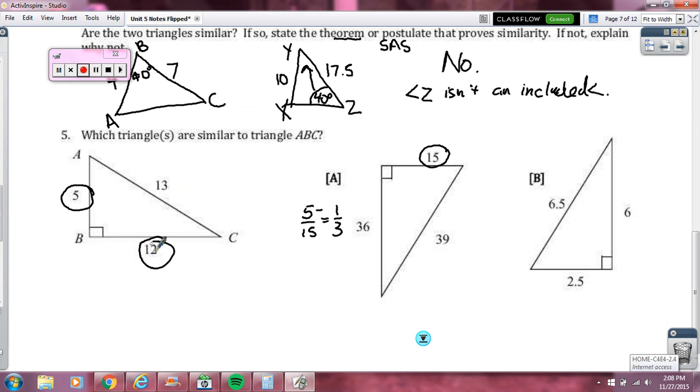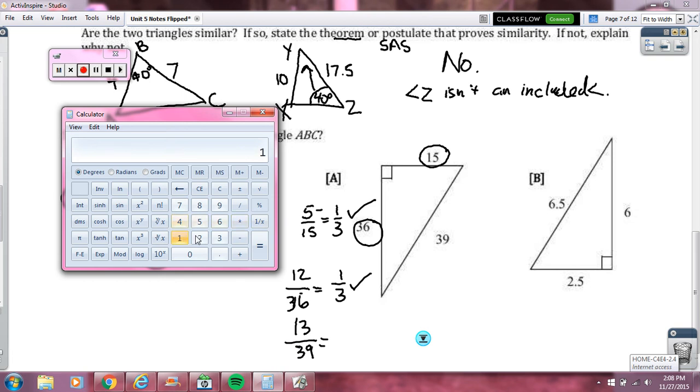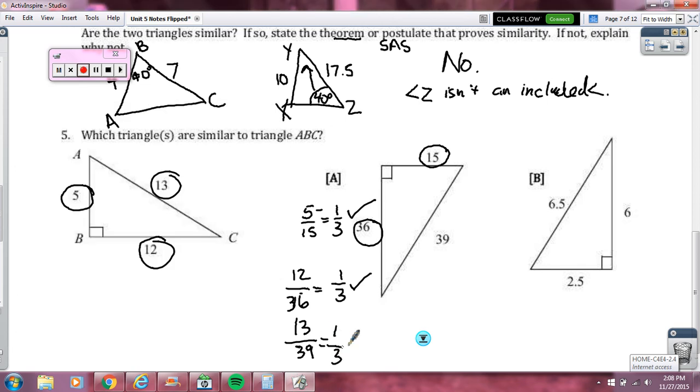So 12 is the second biggest, 36 is the second biggest. 12 over 36. Yeah, that also simplifies to be a third, so okay so far. And last one, I've got to check and see if 13 over 39 also gives me a third. I'm not sure about that one. Don't remember my 13s times tables. I'm a disgrace to math teachers everywhere. Ooh, yay, it's a third. How exciting. So A is similar to triangle ABC.